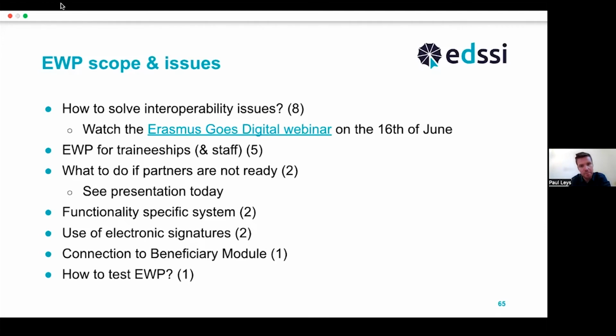How to test EWP? There's a development environment, that's very important, I think. Do not test in production. And it depends on your situation. When you're using the dashboard, you don't have access to development, but when you're using a third-party system or an in-house system, you might be able to interact with partners in this way. And there's also the registry, where you can find partners also present in dev. In Ghent University, for example, I have an account to test in the development environments.